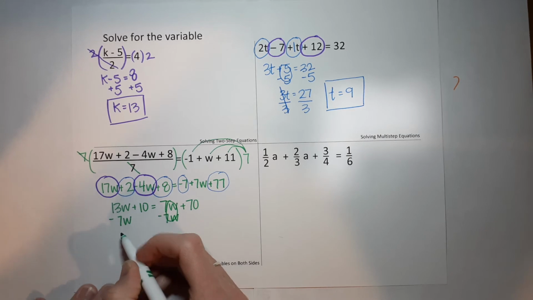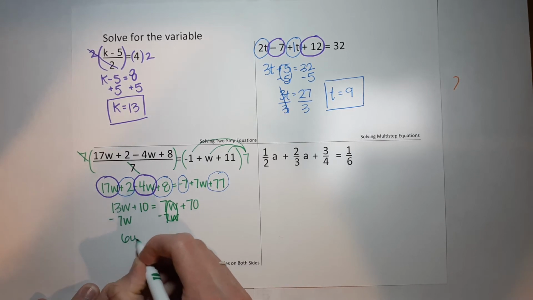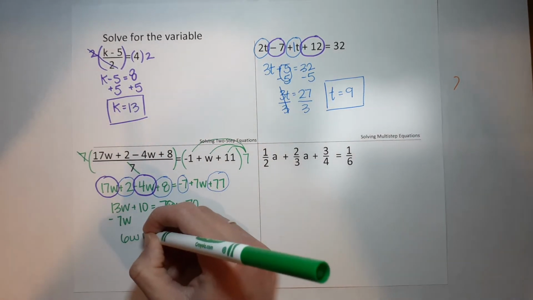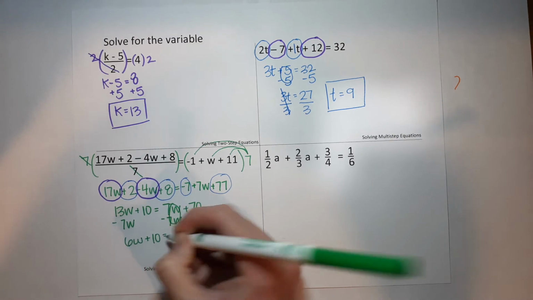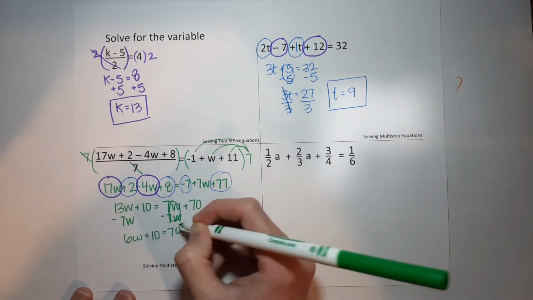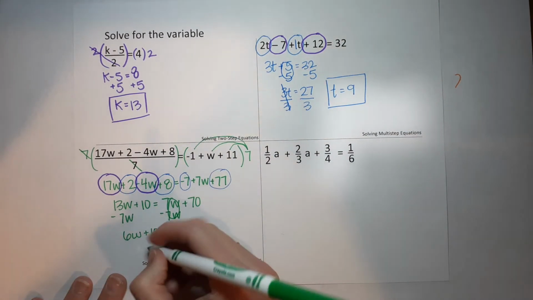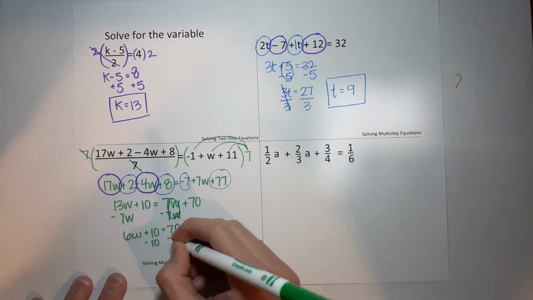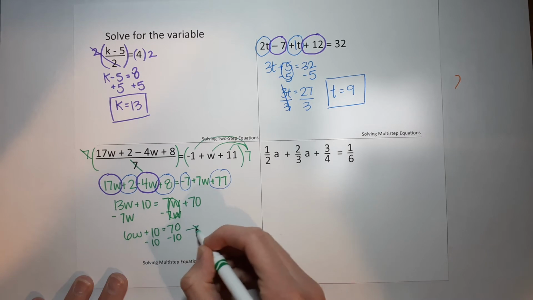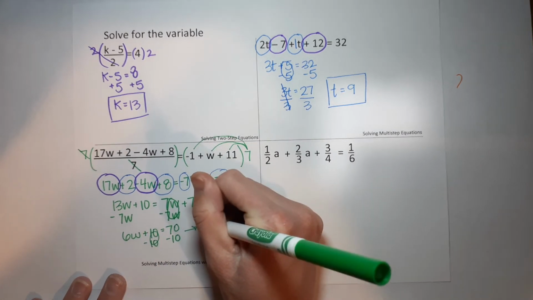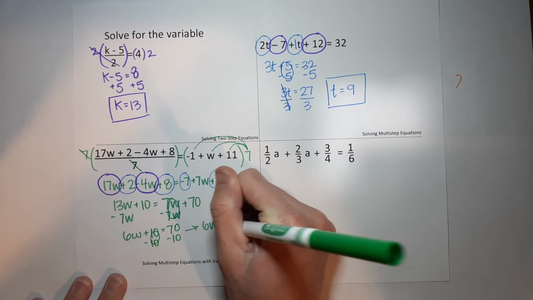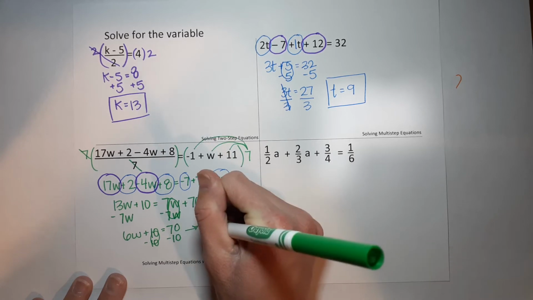So then I've got 6W plus 10 equals 70. Then I'm going to subtract 10 from both sides. Okay, I'm going to scoot over here. Those go away, and I'm left with 6W equals 60.